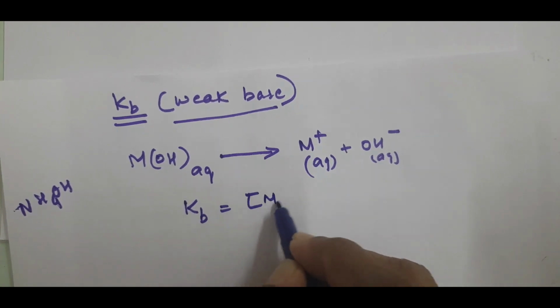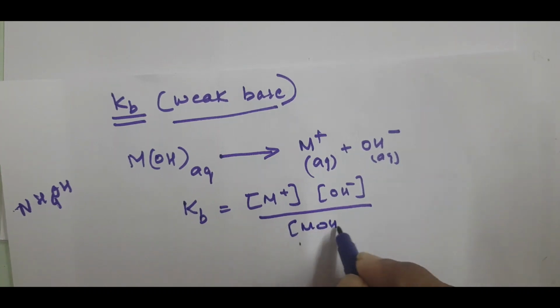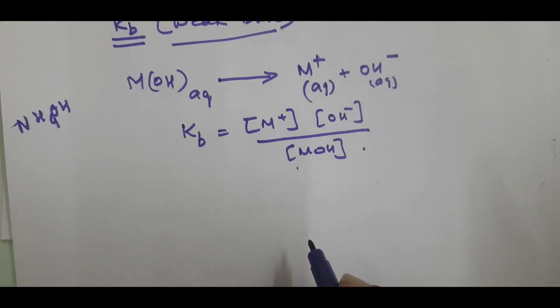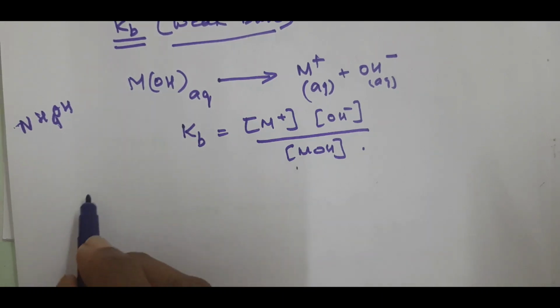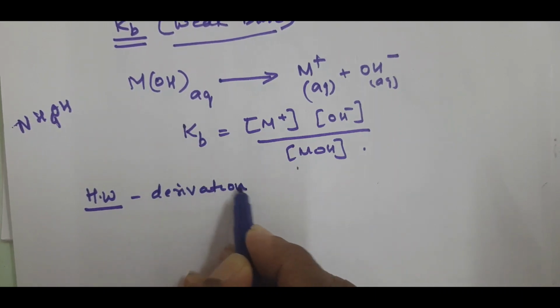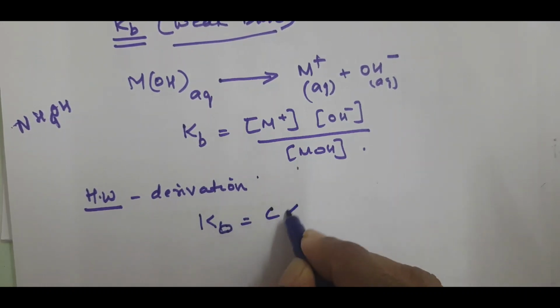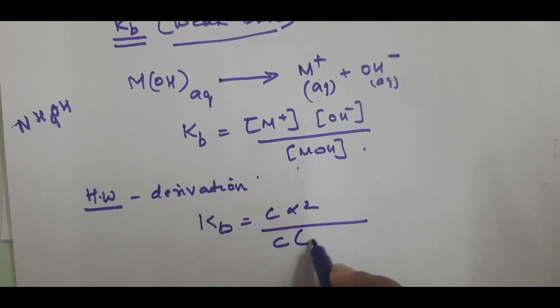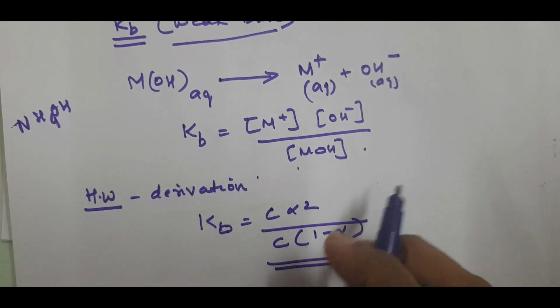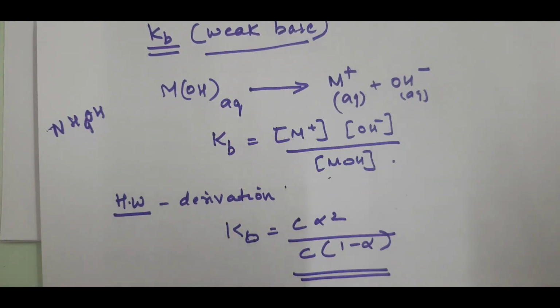Kb is equal to the concentration of M plus into concentration of OH minus divided by the concentration of MOH. Correct? In the same way you have derived. So it's homework, that is a derivation. The derivation you have to do as homework. Correct? In the same way we will get Kb is equal to C alpha square by 1 minus alpha. See, you have to derive it in the same way as what we have done for an acid. We have done for an acid as Ka is equal to C alpha square by 1 minus alpha, isn't it?